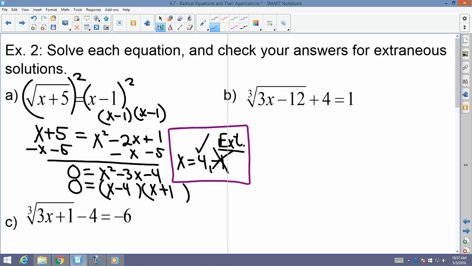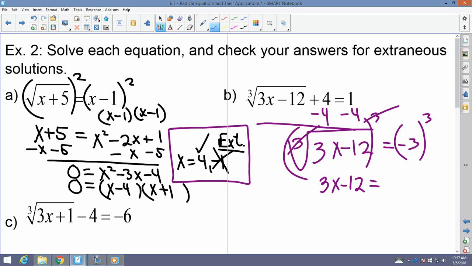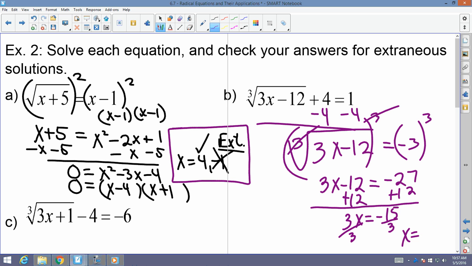How about this bad boy? I'm going to subtract the 4, very good. Very good, gentlemen. Very, very good. I'm going to cube it this time. Excellent job. So now the cube gets rid of the cube root, leaving me with 3x minus 12 equals -27. You're on it, dude. Thank you. Add the 12 to both sides. Very proud of you guys. 3x equals -15. Beautiful. Divide by 3. X equals -5. Let's see if it works.